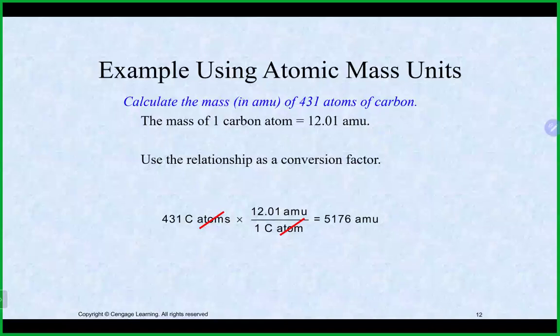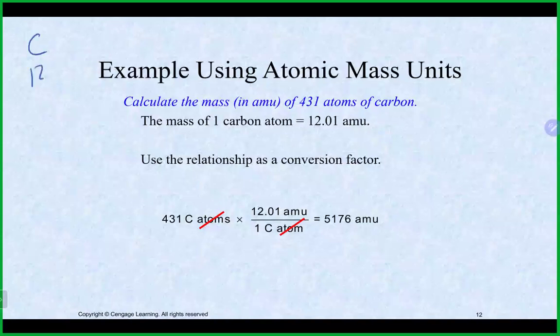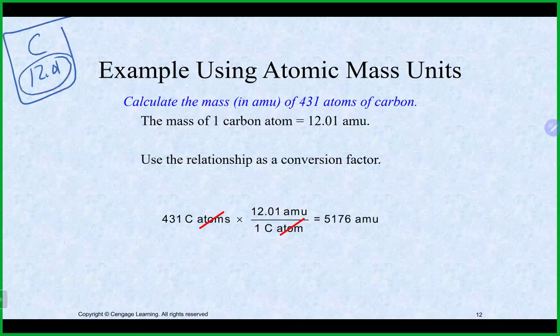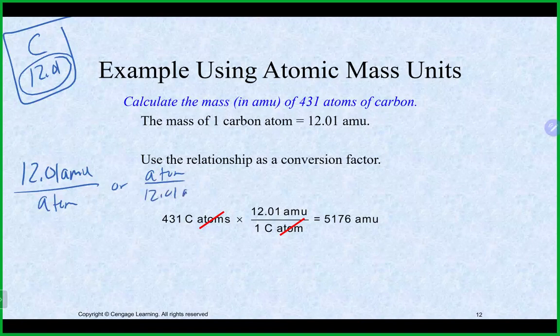So if we were to use these atomic masses from the periodic table to do some conversions, if we want to calculate the mass in AMU of 431 atoms of carbon, we would again go to carbon. We would find our number on the bottom. And once again, it is typical to go with 4 significant figures when you pull it off there. And again, that will give us our 2 conversion factors, 12.01 AMU over an atom, or you could flip it around, an atom over 12.01 AMU.